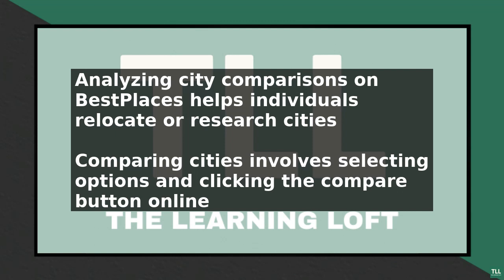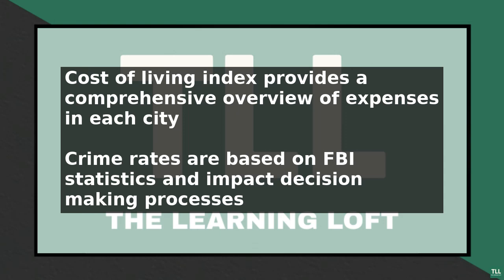Start by examining the Cost of Living Index, which provides a comprehensive overview of the expenses associated with living in each city. This index takes into account housing, food, transportation, and utility costs. Next, review the crime rates for each city, which are based on FBI crime statistics. This information is essential for understanding the safety of each city and can be a crucial factor in decision making.